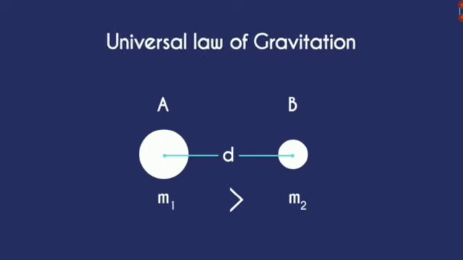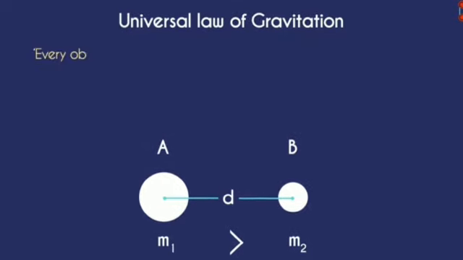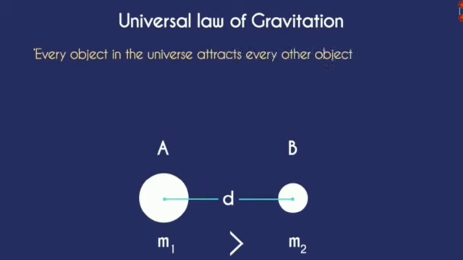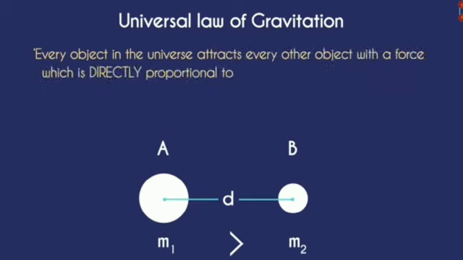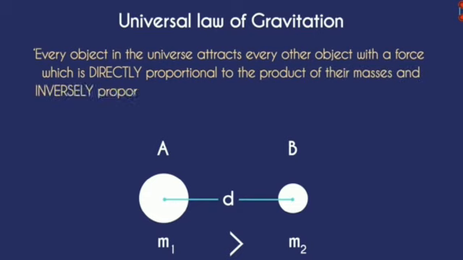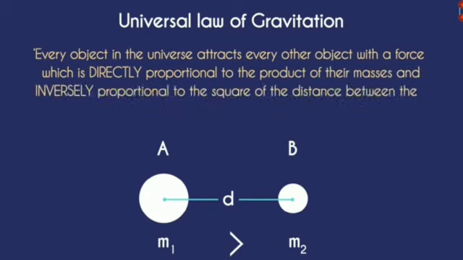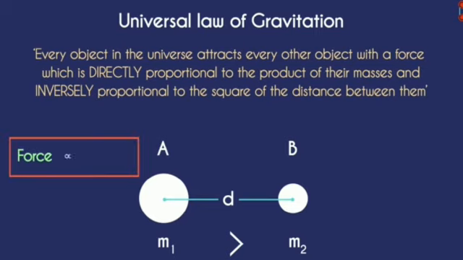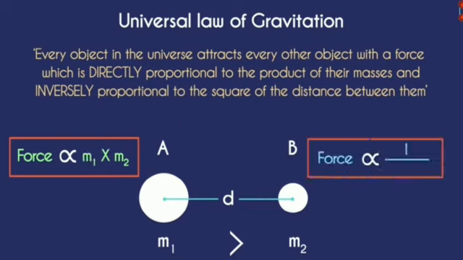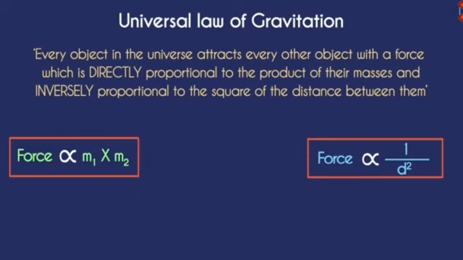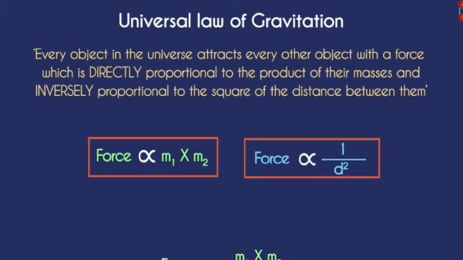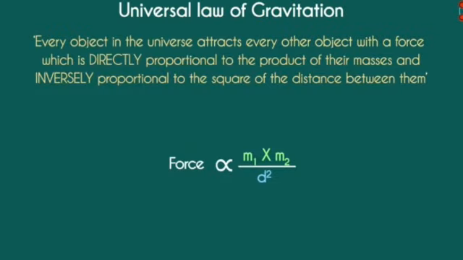The universal law of gravitation says that every object in the universe attracts every other object with a force which is directly proportional to the product of their masses and inversely proportional to the square of the distance between them. That is, force is proportional to the product of masses m1, m2, and force is inversely proportional to distance square, d square. Combining these two, you will get force proportional to m1 m2 by d square. So, as the product of masses increases, force increases, and as the distance increases, force decreases.